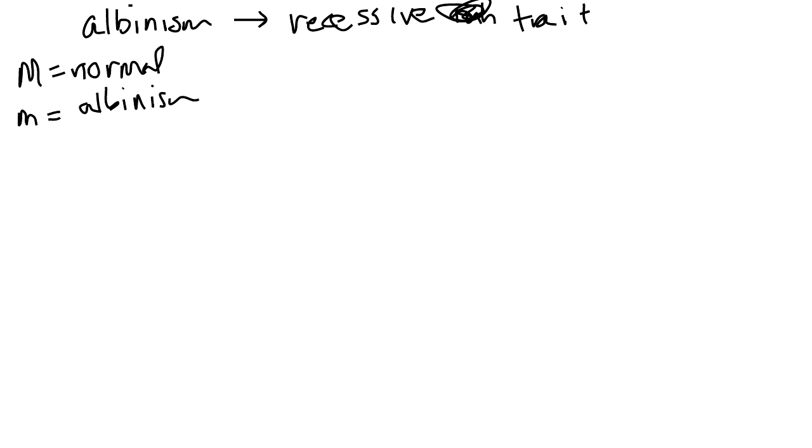So what if we have two parents, and both of them have a parent who was albino? Let's give them names. Let's say we have Jack and Jill. They didn't go up the hill, but Jack and Jill. Jack had one normal parent, one albino parent, so did Jill.